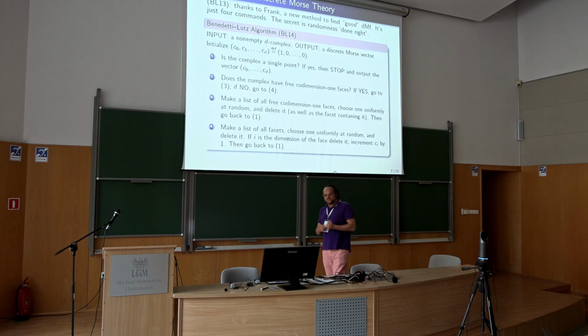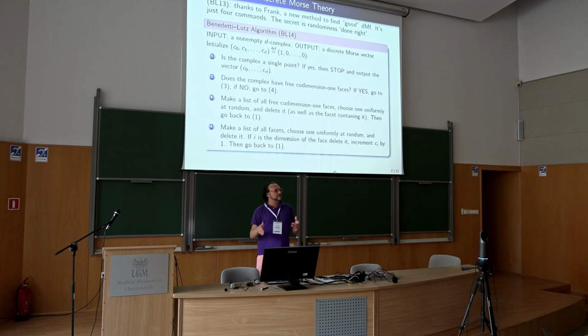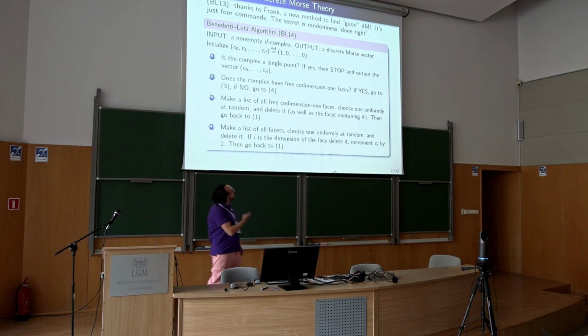So let's play a game as follows. Let's just do elementary collapses as long as we can. Look at the free faces, if there are any. If there are free faces, pick one uniformly at random and delete it, and keep going like this. And when you're stuck, and only when you're stuck, let me underline that, when you can do nothing else, pick randomly again a top-dimensional face and kill it. This way you possibly create free faces. If not, continue deleting top-dimensional faces. So this is basically a 4-instruction argument.